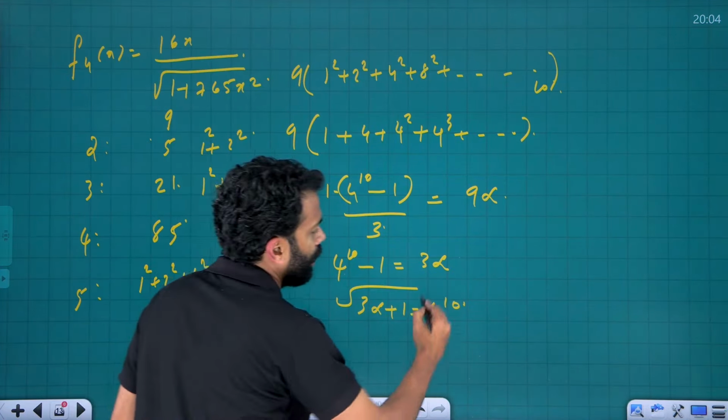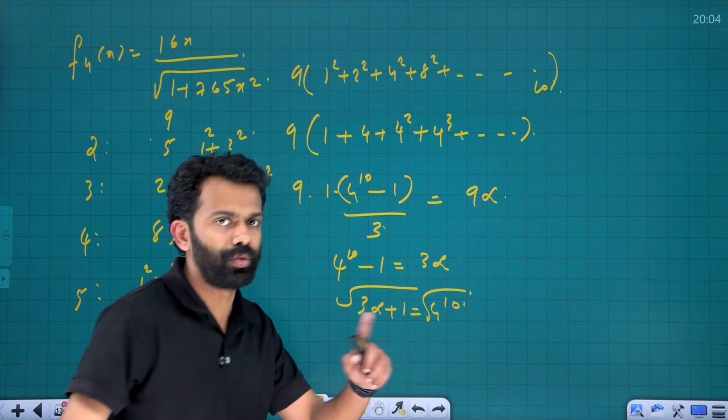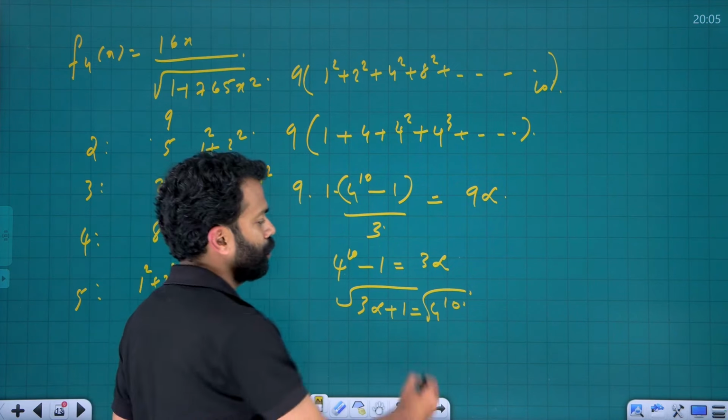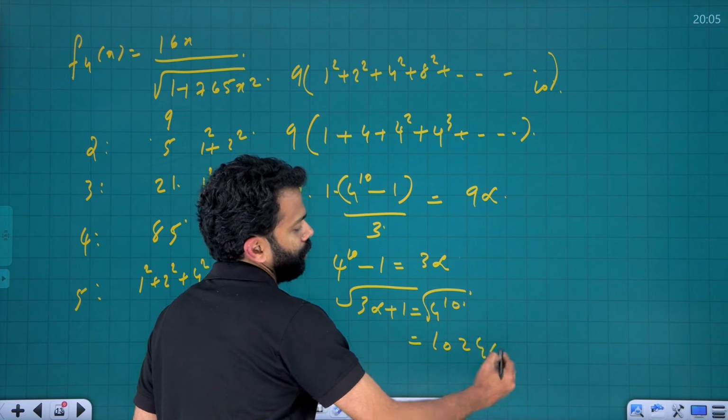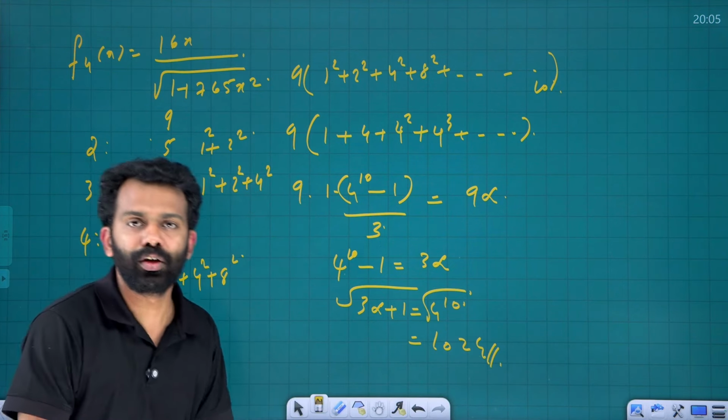So, what is root of 4 raised to 10? That is 4 raised to 5, which is 2 raised to 10. And what is 2 raised to 10? 1024. So, the value is 1024.